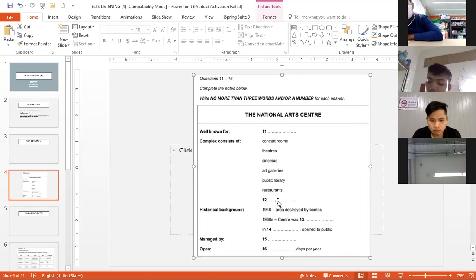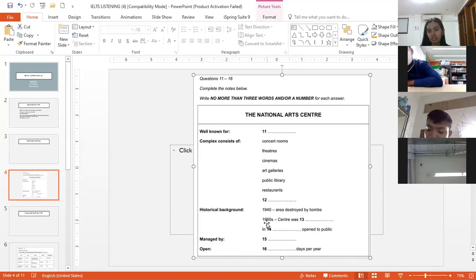For restaurant, yes, noun. Noun again. Number 13, center words. Historical background. It can be an adjective, or it can be, look at the top, one, destroyed. So it can be an adjective like you said, or it can be a verb. Noun or adjective or verb. Verb plus what more? Verb 3. Very good.